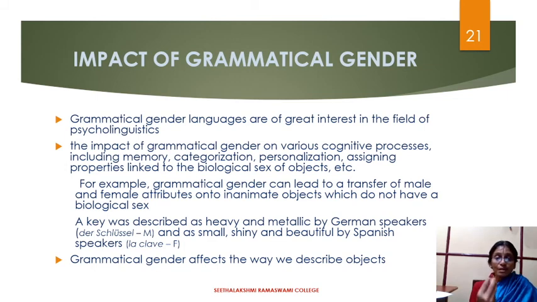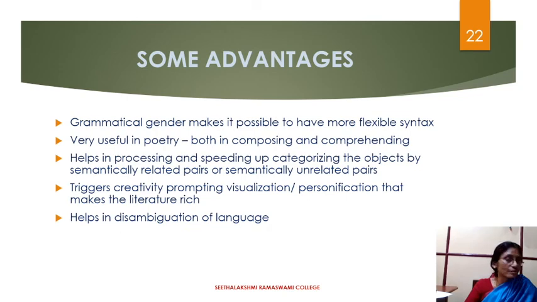So assigning masculine or feminine attributes to inanimate objects is also made possible by the grammatical gender of that particular language. So the grammatical gender affects the way we describe objects. This is what is most required for languages to build up beautiful literature.